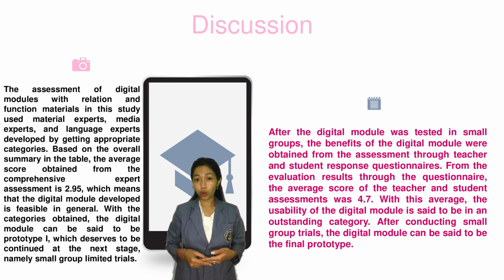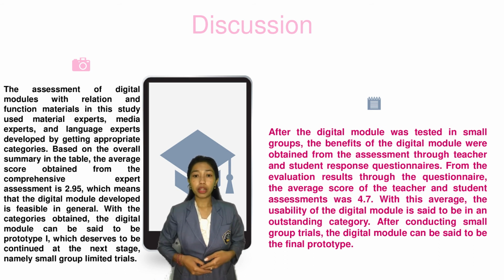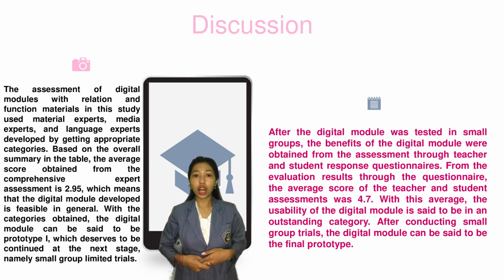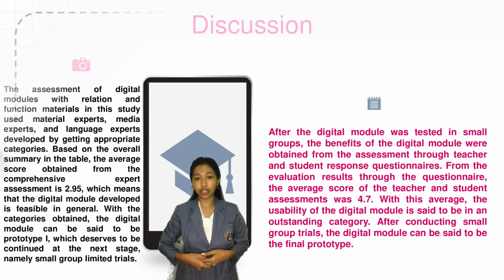After the digital module was tested in a small group, the benefits of the digital module were obtained from the assessment through teacher and student response questionnaires. From the evaluation result through the questionnaire, the average score of the teacher and student assessment was 4.7. With this average, the usability of the digital module is said to be in a very good category. After conducting small group trials, the digital module can be said to be the final prototype.